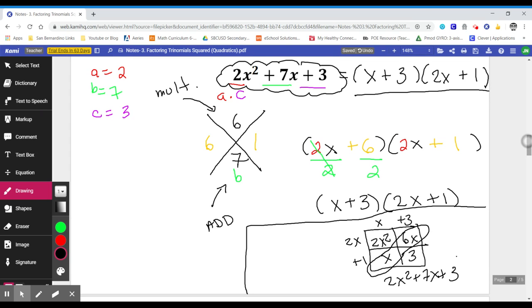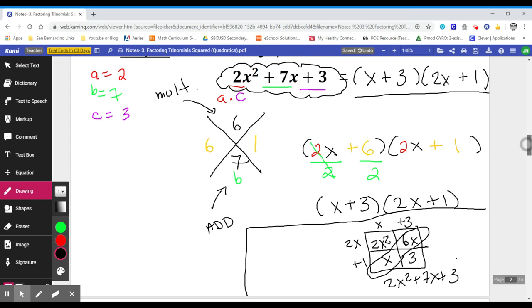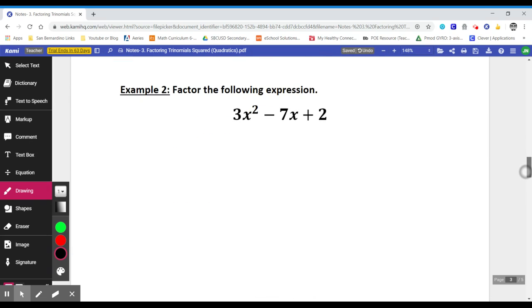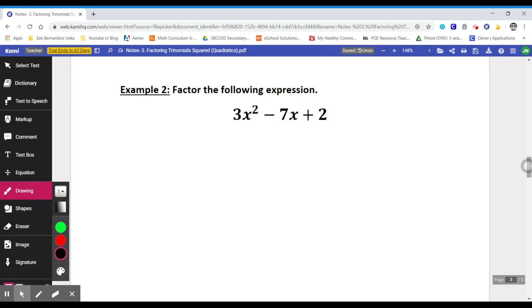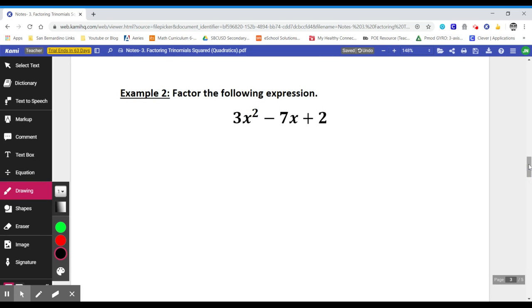Okay, that was a lot of information. So we'll do a couple more examples. Hopefully it's not too bad. And then I'll give you guys a couple of additional examples too for you to try yourself.